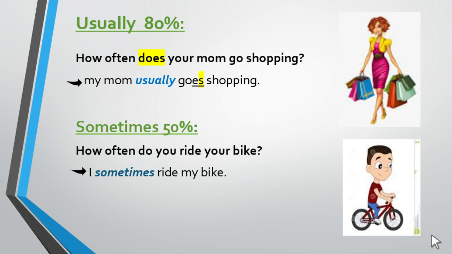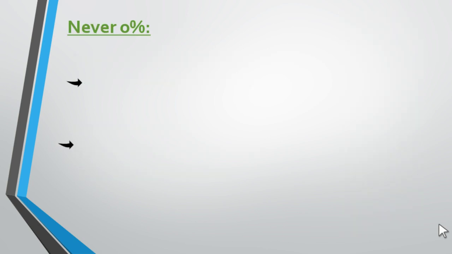Very, very good. You see here, there is the subject and there is the verb, and the adverb of frequency is between the subject and the verb. Same thing goes with every adverb of frequency. Now we're going to see the last one. Never, 0% of the time.